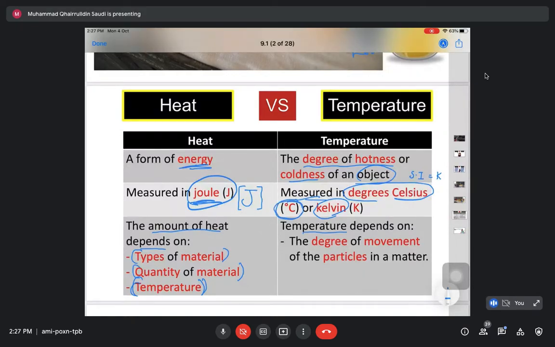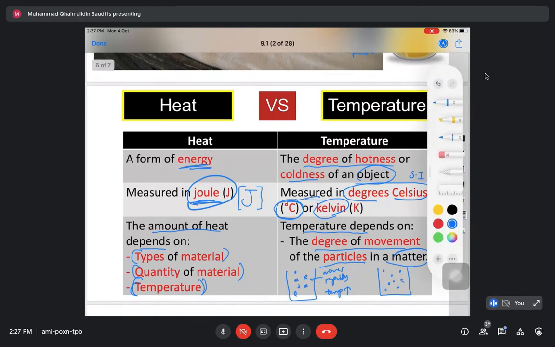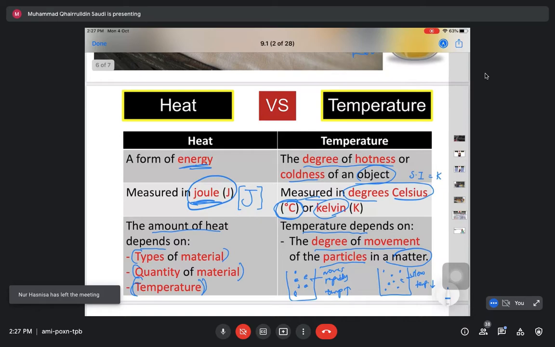And temperature depends on the degree of movement of the particles in the matter. Meaning, if the particles in the matter move rapidly, temperature will increase. If the movement of particles in a container move very slow, then the temperature decreases. Okay, and it also depends on heat.